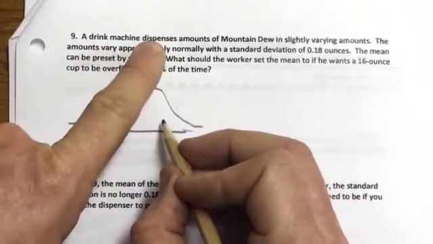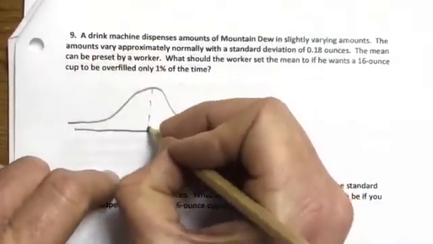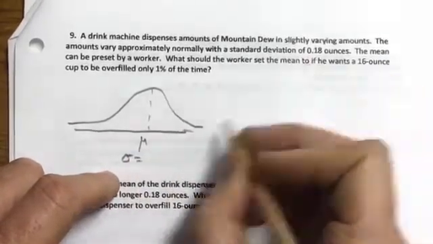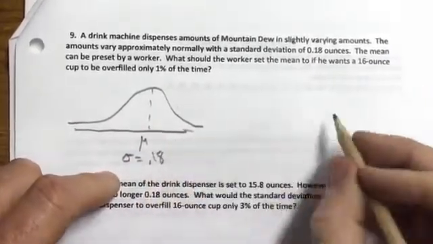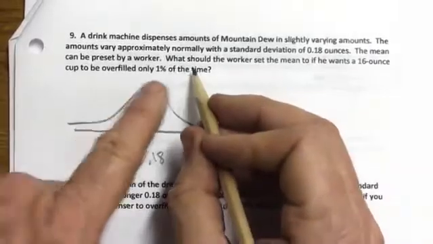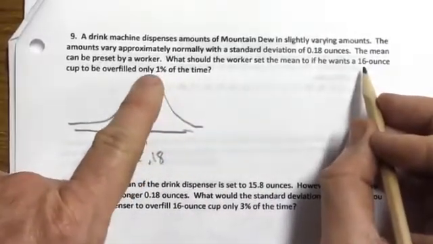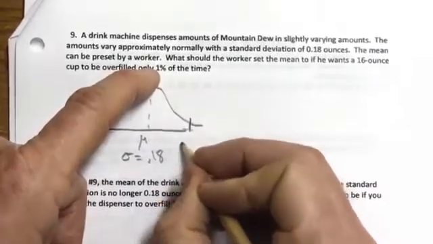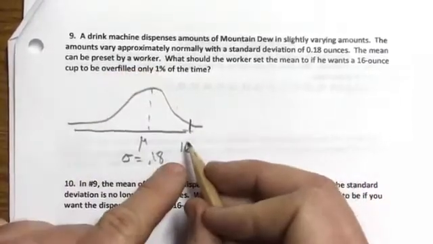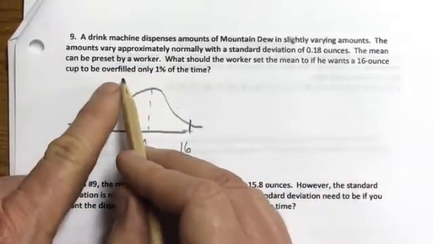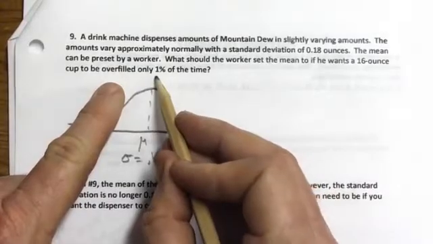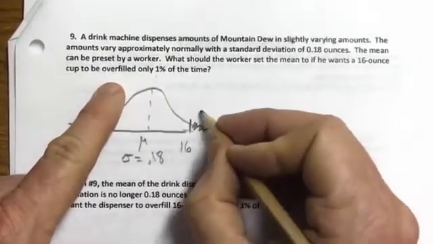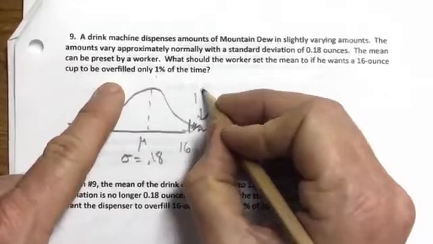So we have, in essence, this normal curve that represents each point in this here is the amount that the drink machine is dispensing. We don't know what the mean is, so this is mu. We do know that the standard deviation is 0.18. We also know that we only want a 16-ounce cup to overfill 1% of the time. So let's just pretend this 16 is somewhere up here. The reason I put it up there is that it says this curve is going over 16 only 1% of the time. So only 1% of this curve is over 16. So this right here is 1%.